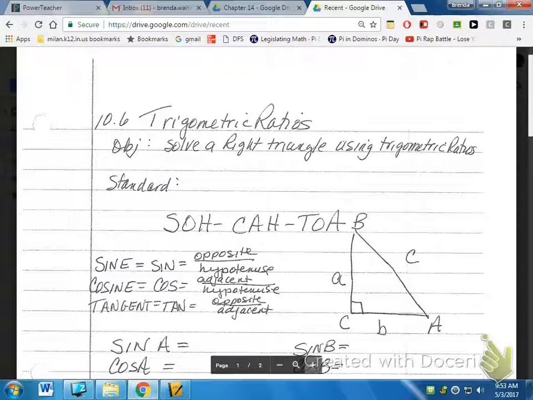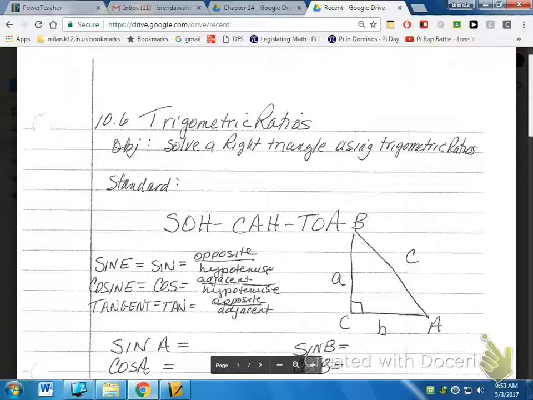So we're going to start off with learning a new term, and it's kind of cool that we're Indians here at Milan, because that might be considered an Indian term. It's called SOHCAHTOA. That will become near and dear to your heart. You will remember SOHCAHTOA because that helps you remember what you're doing with these trig ratios. So first of all, we are only going to deal with the three main trig functions: sine, cosine, and tangent.